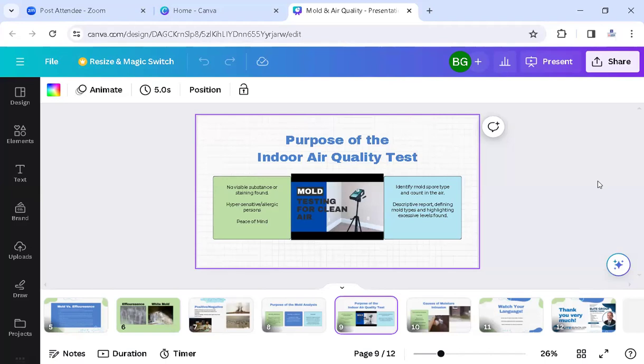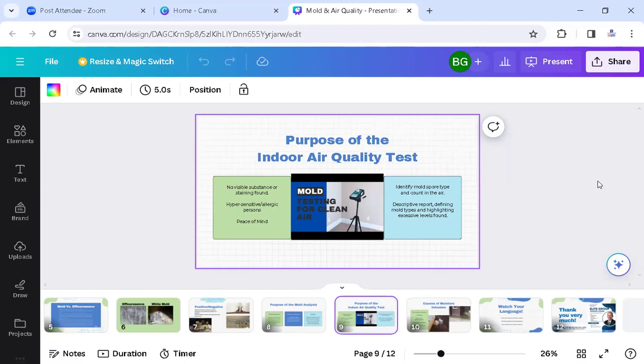So if you have a hypersensitive or allergic person as your client, just for simple peace of mind, and also if there's no visible staining or substances found, but maybe there's a musty odor or a wet odor coming from somewhere and you're not sure where it is, the air quality test will not identify where it's coming from. It will only tell us if it's present in the house. And by it, I mean mold spores. That's all it's testing for. We don't test for radon, lead, asbestos, any of the other crazy stuff. We're just looking for mold. That's it, because that's really the enemy.